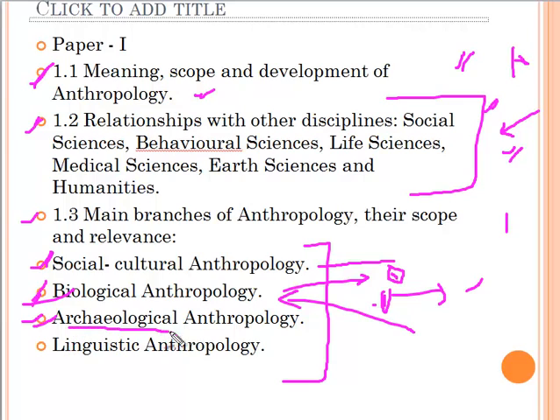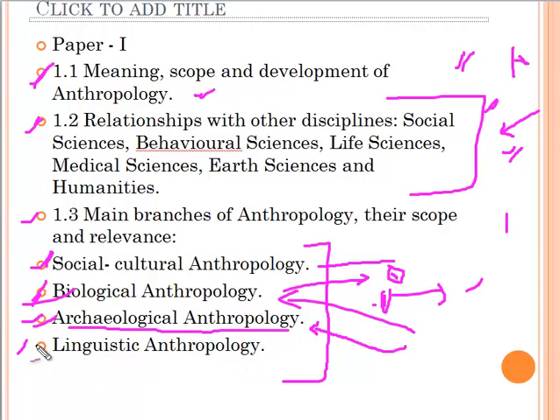So in archaeological anthropology, anthropologists excavate different sites of human habitation or anything else which is archaeologically important, and there they try to find evidence from the past. This is basically related to prehistory. Prehistory means before history, when we did not have written records, so that is why archaeological anthropology is very important.